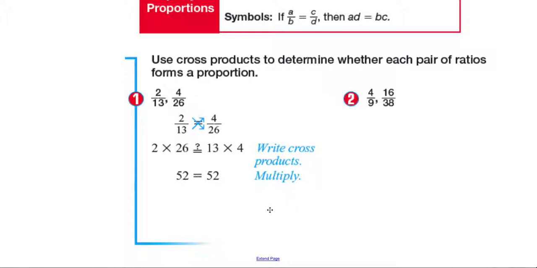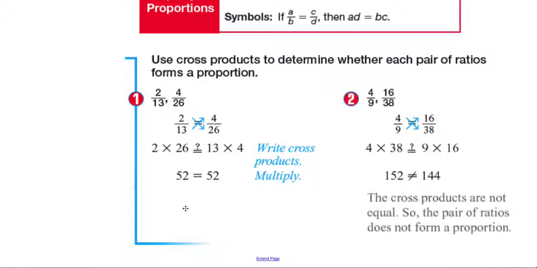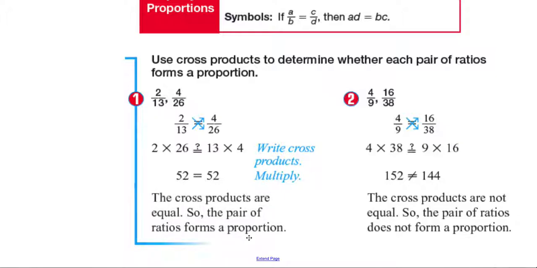Let's take a look at example number 2. We want to find out if 4 over 9 forms a proportion with 16 over 38. So we get the cross products. We want to find out if 4 times 38 is equal to 9 times 16. And we find out that they're not, because 4 times 38 is 152 and 9 times 16 is 144. So the cross products are not equal, so the pair of ratios does not form a proportion. While in example number 1 they are equal, and that's why it forms a proportion.